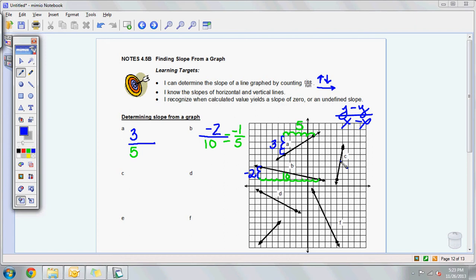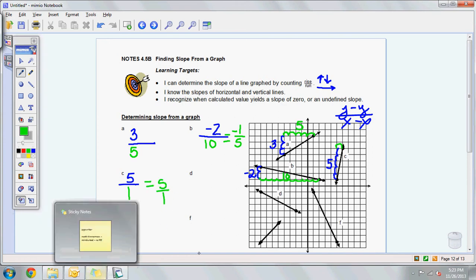To get to the other point, I'm going to go up for my rise. So I'm going to count 1, 2, 3, 4, 5. So 5 up, that's my rise. And how many over? I count just 1. So that's my run. All right, simplify it, which would just be 5, but we like it as a fraction, so you don't really have to do a thing there.